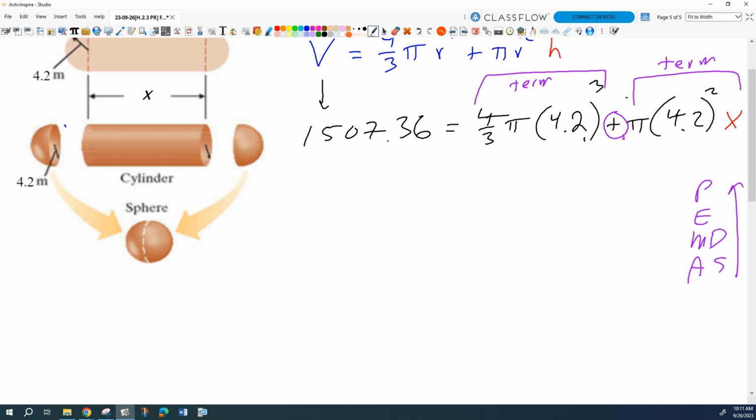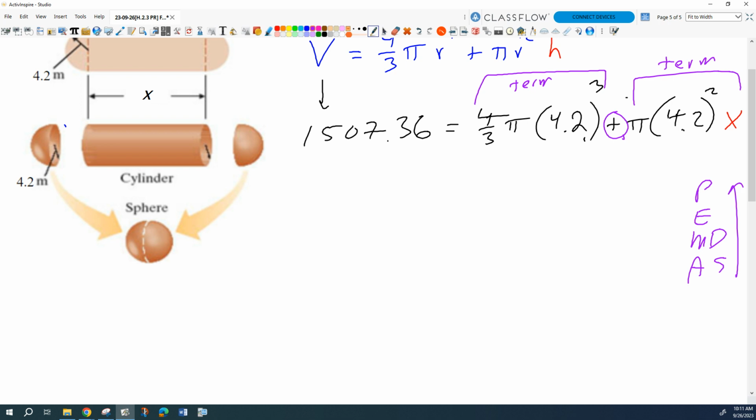So if I've got 2 terms that are being added, the first thing I want to do is get rid of any term that doesn't include an x. So I'm going to subtract that whole thing to the other side. It's going to look really messy, but remember, these are just numbers that I can punch in on a calculator, okay? So it's going to self-clean.